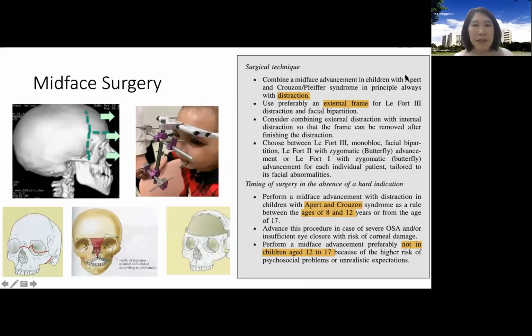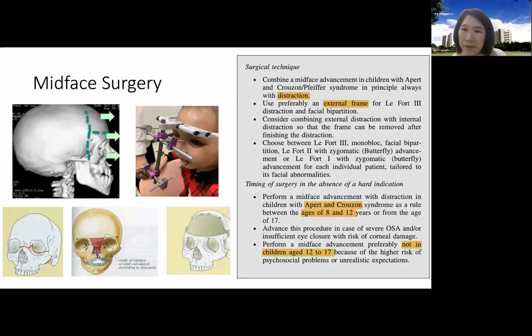So how about the midface surgery? The recommendation for Crouzon, Pfeiffer and Apert is that you should do the external frame like this, the red device, and also do the distraction. How about the timing? Usually they recommend the external distraction should be performed around the age of 8 to 12 years old or after the age of 17. If the patient has severe OSA or insufficient eye closure, you can do it earlier.